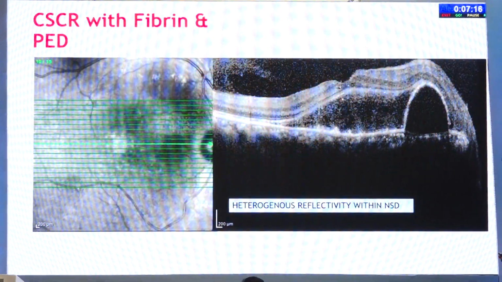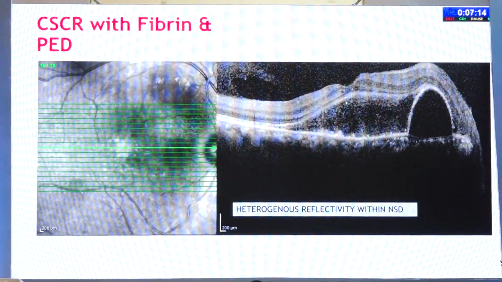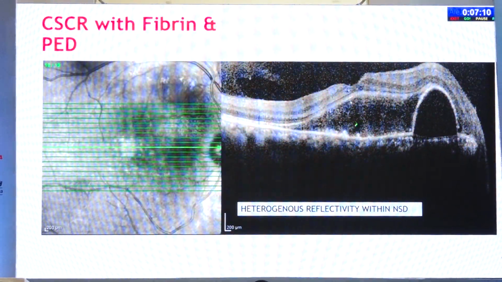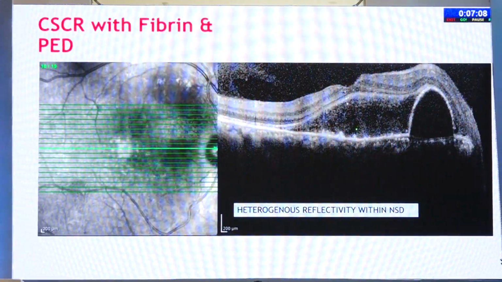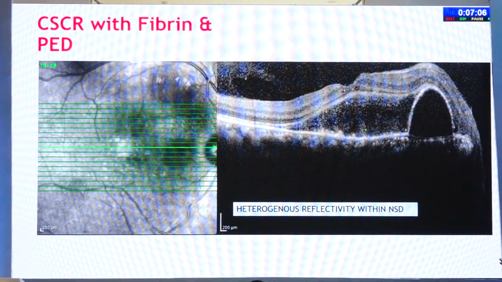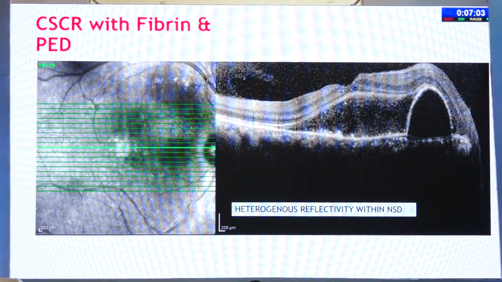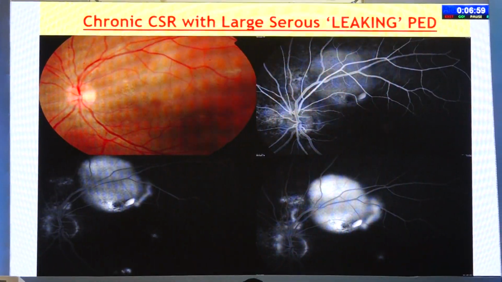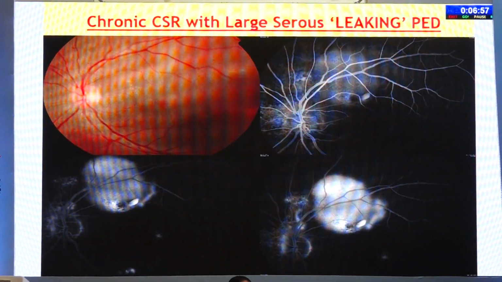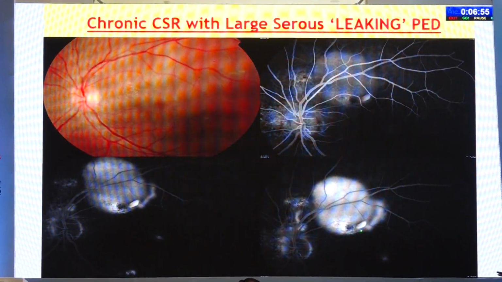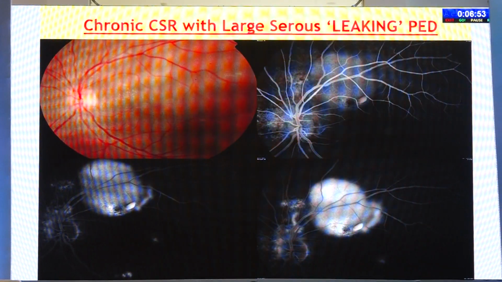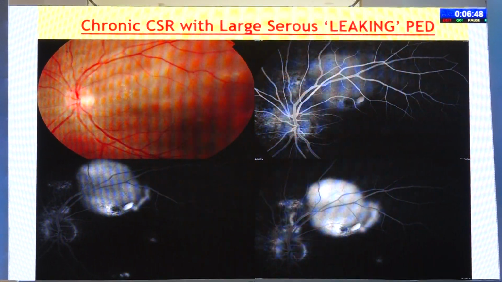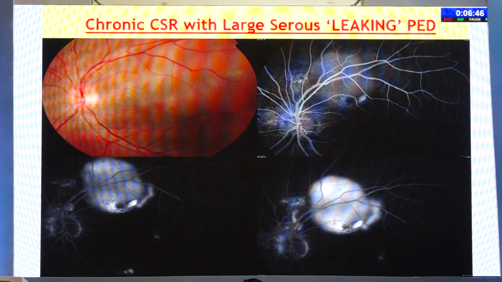It has to be kept in mind that this subretinal neurosensory detachment area can have hyperreflective material signifying the presence of fibrinous exudation, even in the presence of serous pigment epithelial detachments. In this particular patient, it is basically a leaking serous PED, and it cannot be lasered with a focal laser because it can cause an RPE rip and exudative retinal detachment.